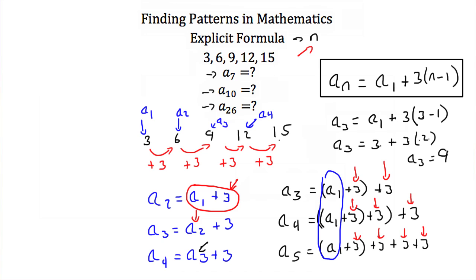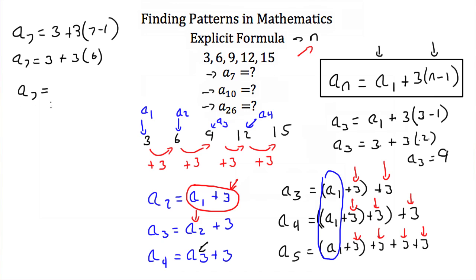Now if we want to find 7, or the 7th term, we just plug in 7 in for n, and our first term, which is 3, in for A1. So A7 is equal to 3, which is our first term, plus 3 times n, which is 7, minus 1. So A7 would be equal to 3 plus 3 times 6. 3 times 6 is 18. Add 3 and you'll find that A7 is equal to 21.